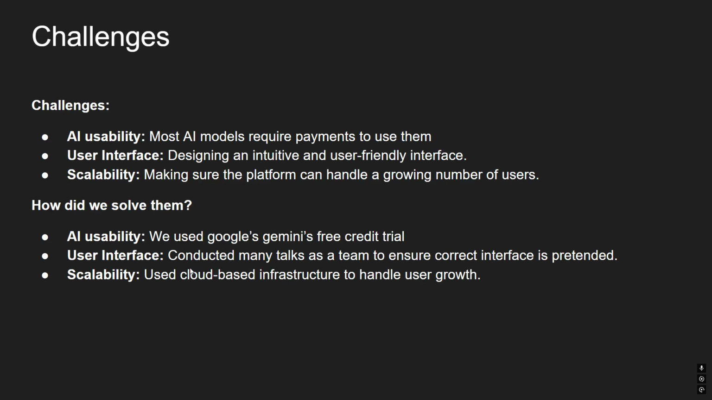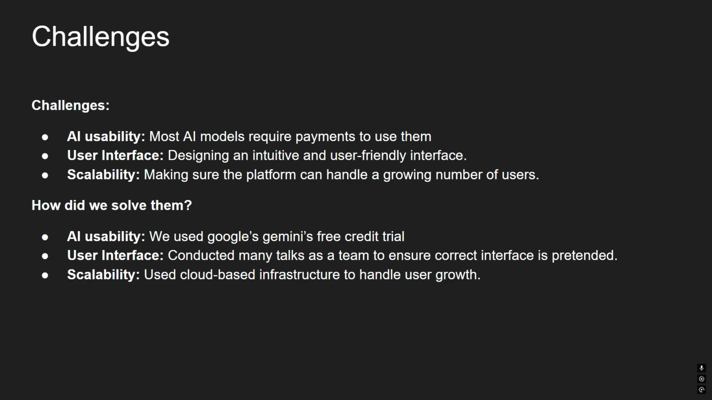Challenges. One of the first challenges we had was AI usability. Since most AI models require payments to use them, so you have OpenAI, which has the credit system where you add credits into your account and then they get taken away depending on how much you use them. And lots of other AI models use similar methods. The user interface, we need to design an intuitive and user friendly interface. And scalability, we need to make sure that the platform can handle a growing number of users, as one of the objectives was to try get 100 users.